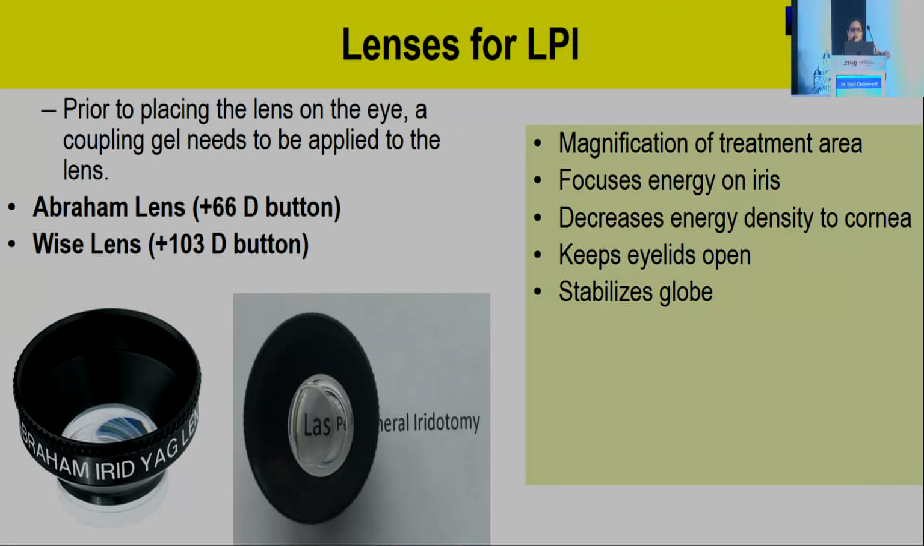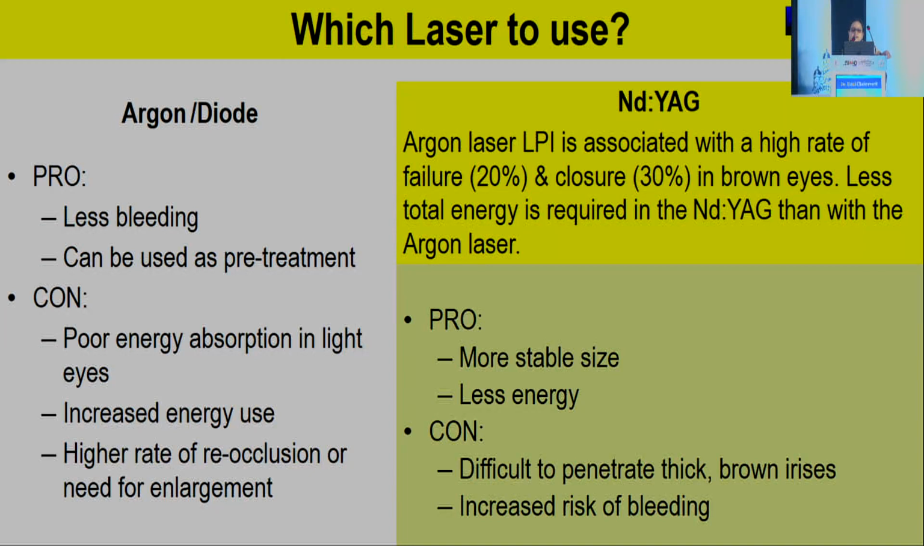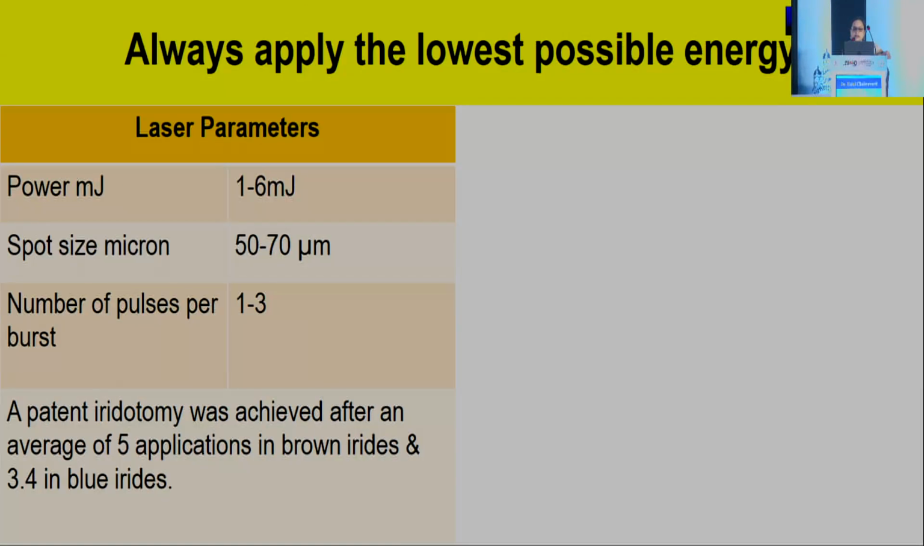What are the lenses for LPI? You can use either Abraham lens or Wise lens. Now which laser to use? That is Argon or YAG. Please remember Argon laser LPI is associated with a high rate of failure, that is 20%, and closure 30% in brown eyes. Less total energy is required in the Nd:YAG than with the Argon laser.